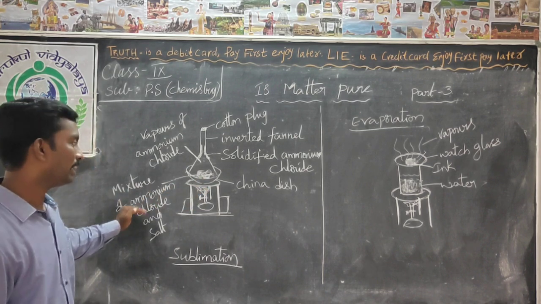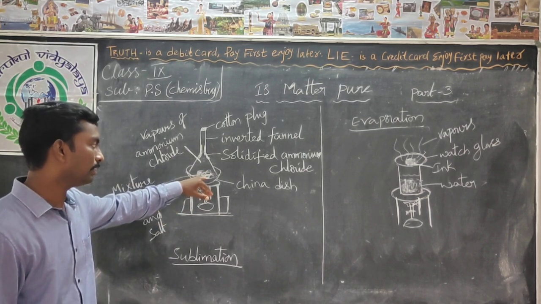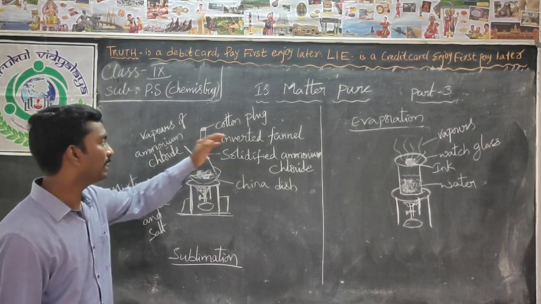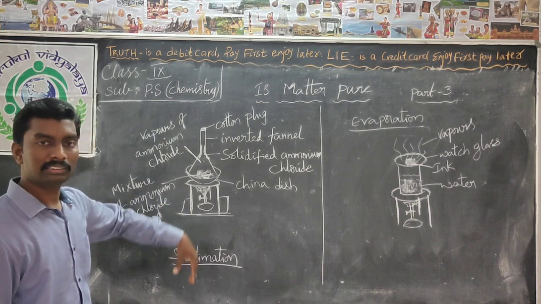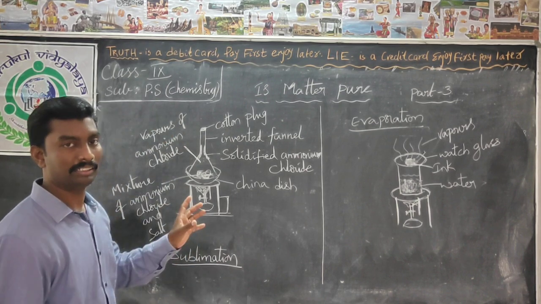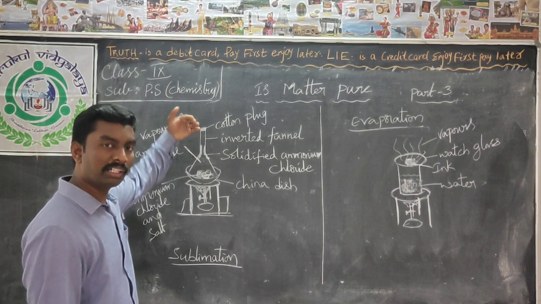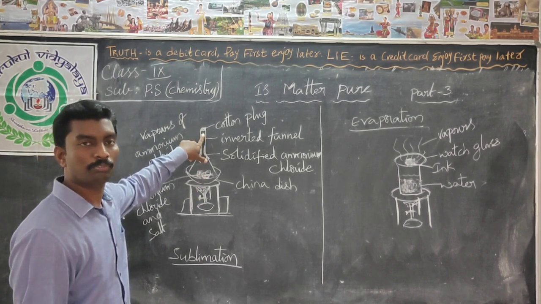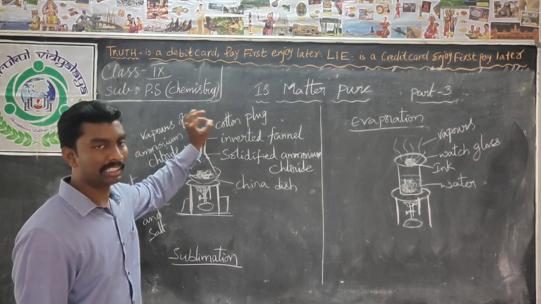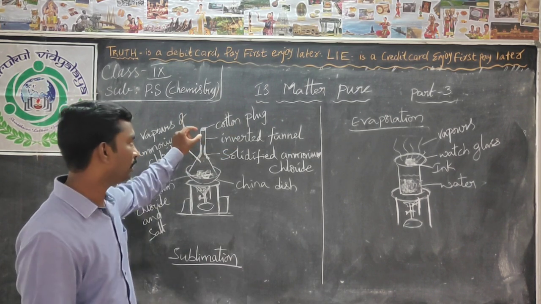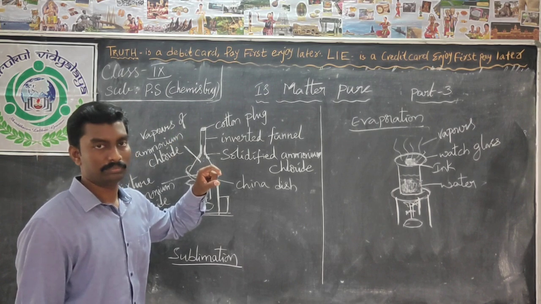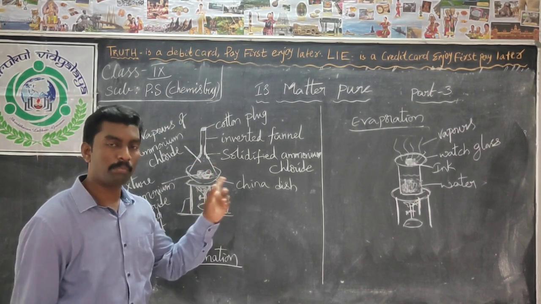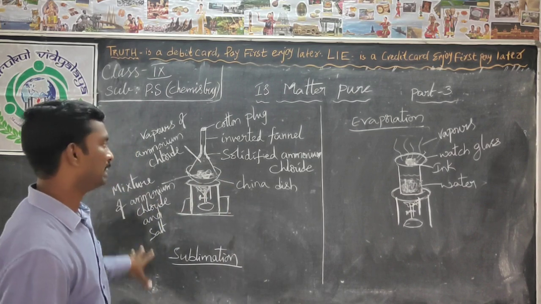The mixture of ammonium chloride and salt is mixed together and filled in the china dish, and one inverted funnel is kept on the china dish. So the funnel was taken, inverted and placed on the china dish. At the stem end of the funnel, one cotton plug is placed. A lump of cotton we have to take and insert into the stem of the funnel. So this is the arrangement.